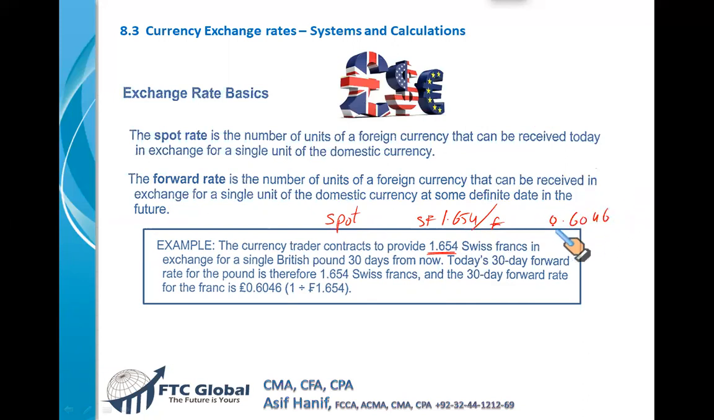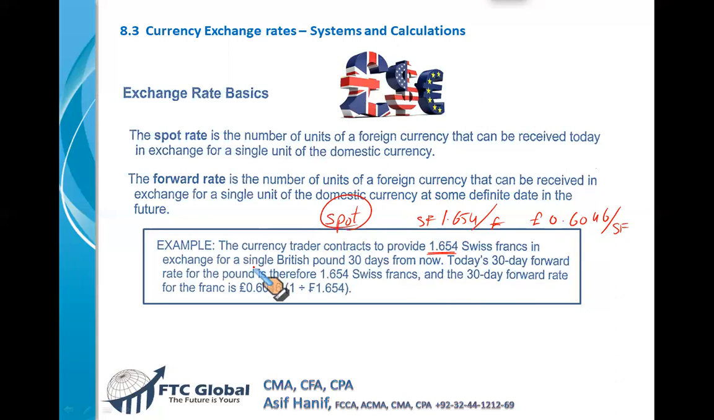0.6046. Now it is totally reversed. There is 0.6046 pounds per Swiss franc, given in the totally opposite order. Remember, 1.654 Swiss francs per pound, that's pound in the denominator. This is important. And if I take the reciprocal, pounds comes in the numerator and 1.654 comes in the denominator. And if I simplify it, it's simple maths, it is 0.6046 pounds per Swiss franc. This is the spot. All right. So the currency trader contracts to provide 1.654 Swiss francs in exchange for a single British pound 30 days from now.